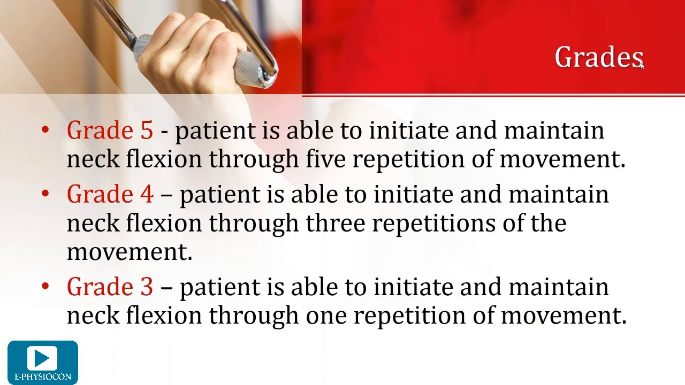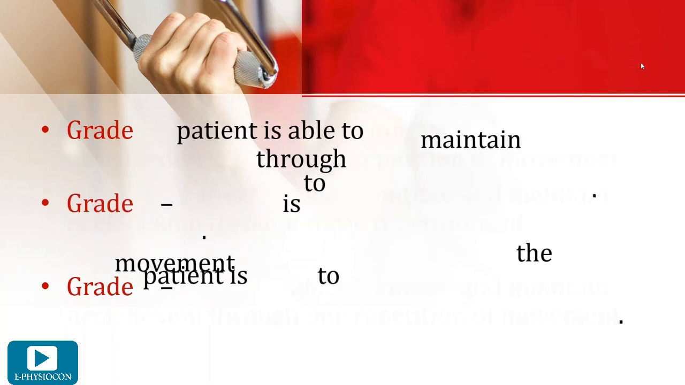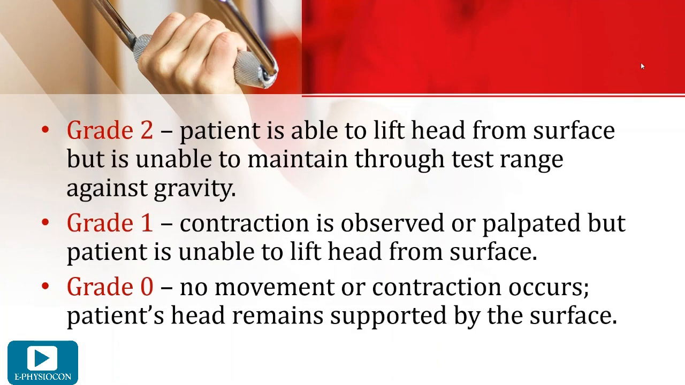In grade 5, the patient is able to initiate and maintain neck flexion through 5 repetitions of the movement. In grade 4, through 3 repetitions of the movement. In grade 3, through 1 repetition of movement. In grade 2, the patient is able to lift the head from the surface but is unable to maintain it through the test range against gravity. In grade 1, contraction is observed and palpated, but the patient is unable to lift the head from the surface. In grade 0, no movement, no contraction is observed.